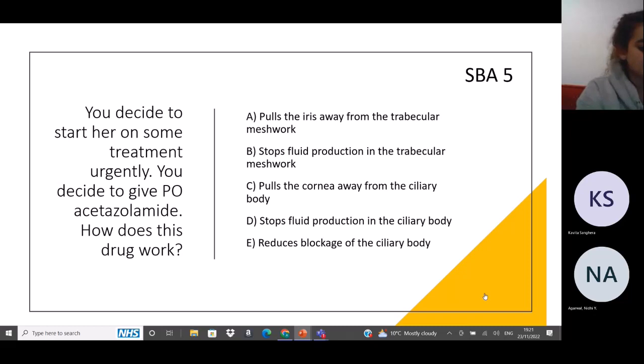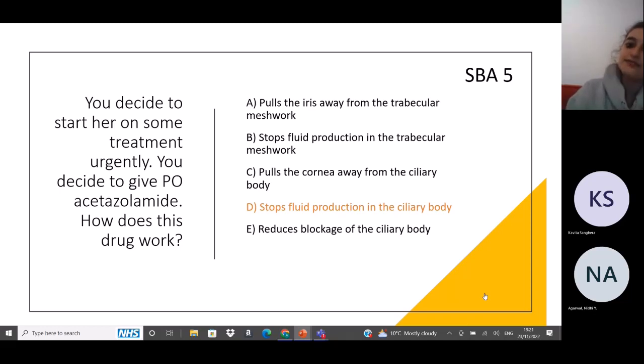All right, I'm going to stop the poll now. So the answer is D. It stops the fluid production in the ciliary body.